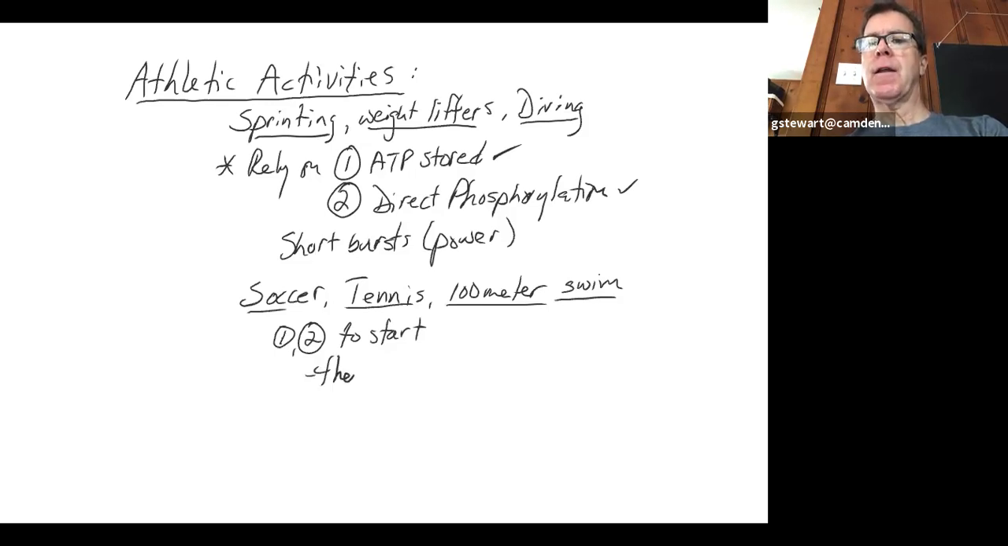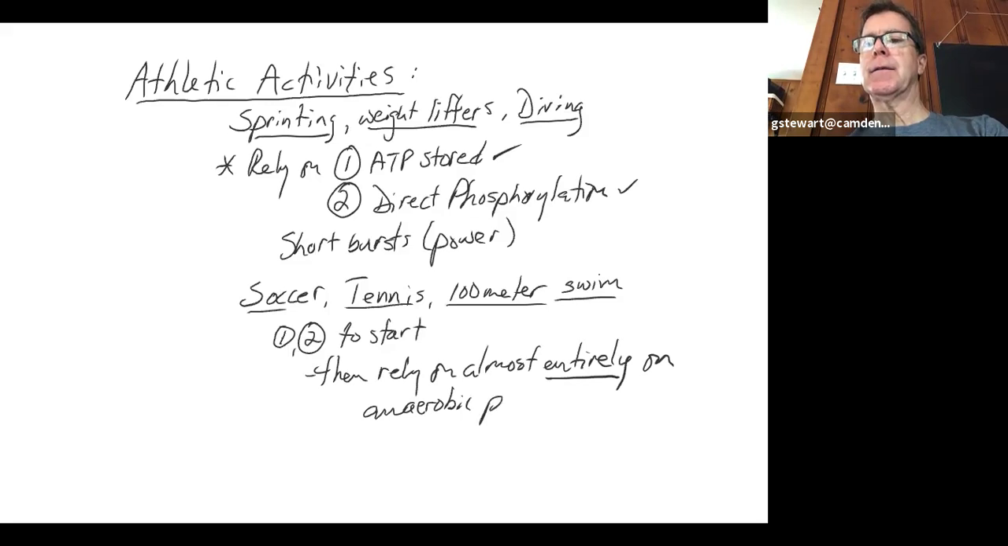So they rely then almost entirely on the anaerobic pathway. So I'm just going to say then rely almost entirely on anaerobic, and you know that as glycolysis. Happens fairly quickly, but produces only 2 ATP per glucose molecule.